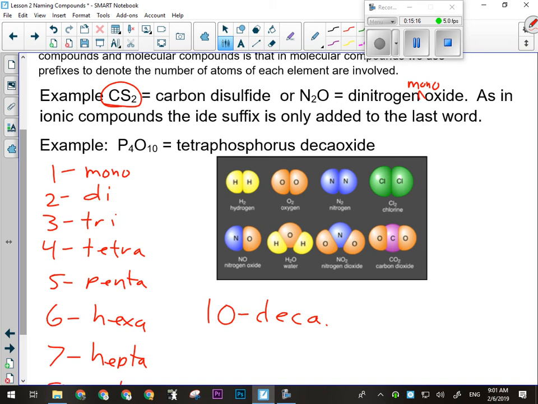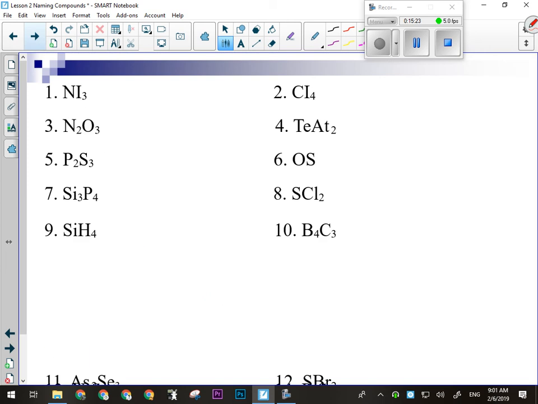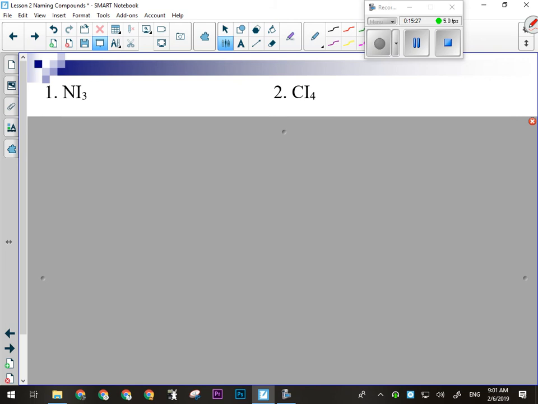Okay, everyone all right with that idea? So like I say, naming the molecular ones is pretty easy as long as we remember the prefixes. All right, so I'm going to have you guys do a couple here. Okay, we'll walk through the first two.